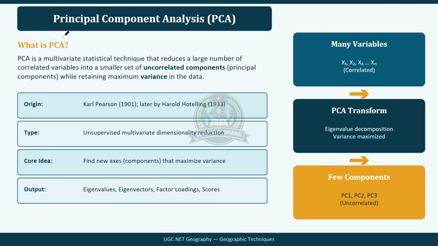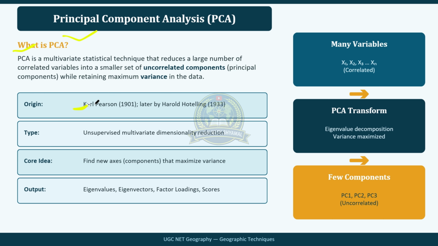First of all, principal component analysis, PCA. What is PCA? PCA is a multivariate statistical technique that reduces a large number of correlated variables into a smaller set of uncorrelated components, principal components, while retaining maximum variance in the data.